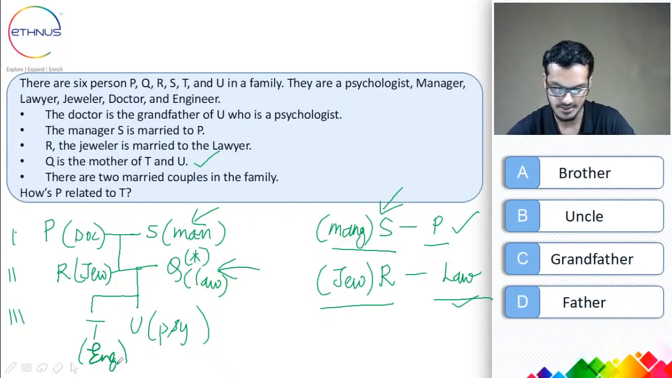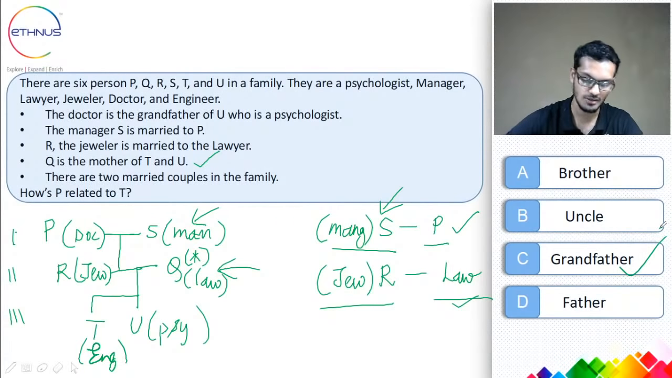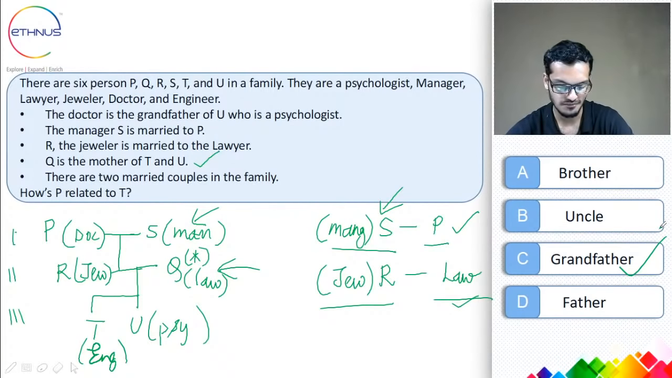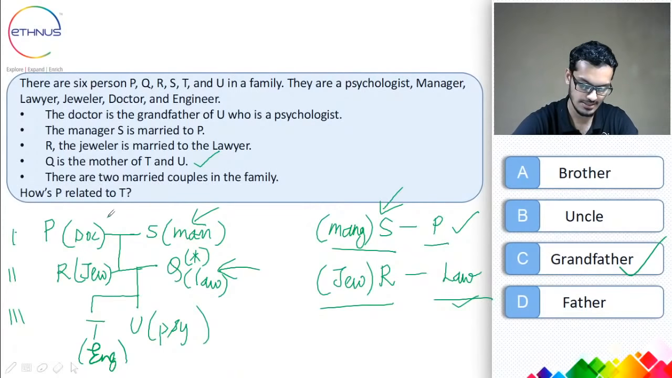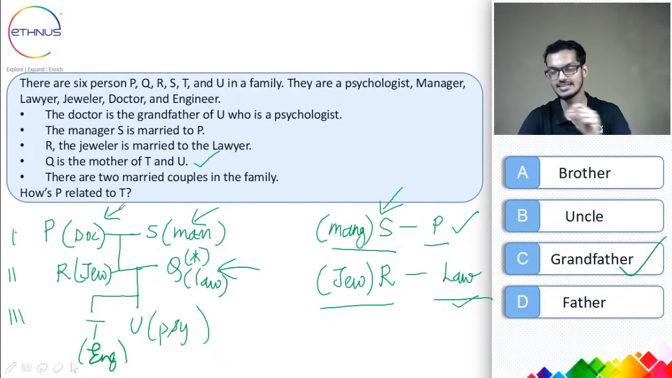Okay, so the correct answer, let's see how is P related to T. How is P related to T? So definitely the answer should be grandfather. Okay, so you don't have to do all this for this particular question, because initially itself we came to know that T is a sibling of U, right? And we know there's a grandfather, but we don't know who exactly is the grandfather, right? It's mentioned as doctor, but we don't know whether it is P, Q or T. So this is the solution for this problem. So how is P related to T? Correct answer is grandfather. Quite a few of them have given the answer also. Very good. So I'm going to ask one more question.